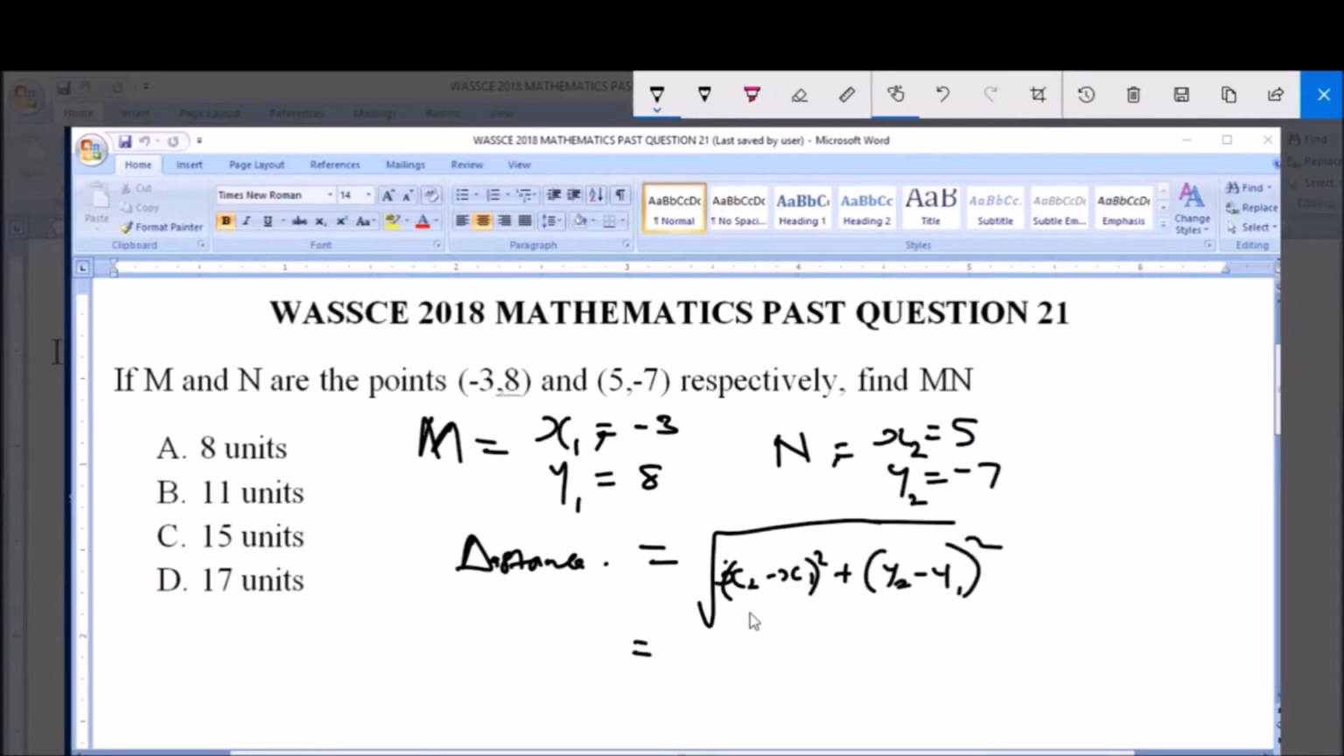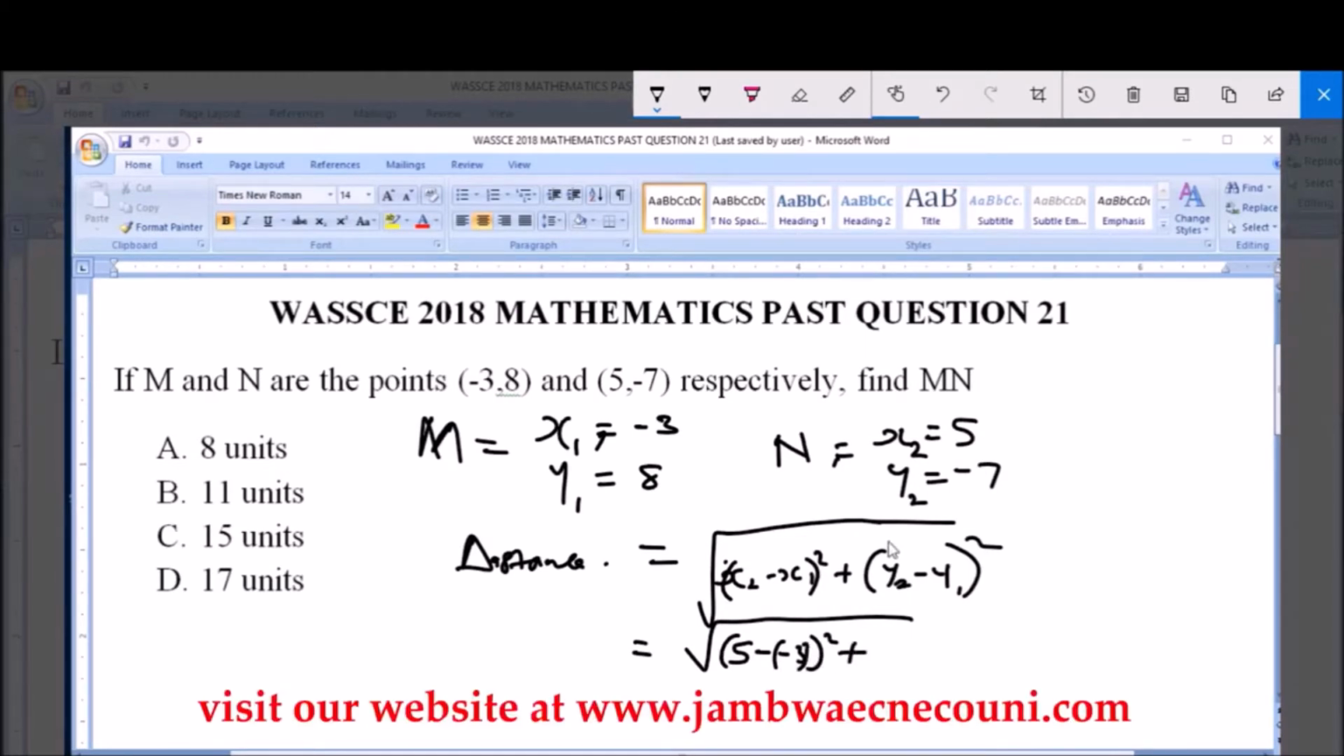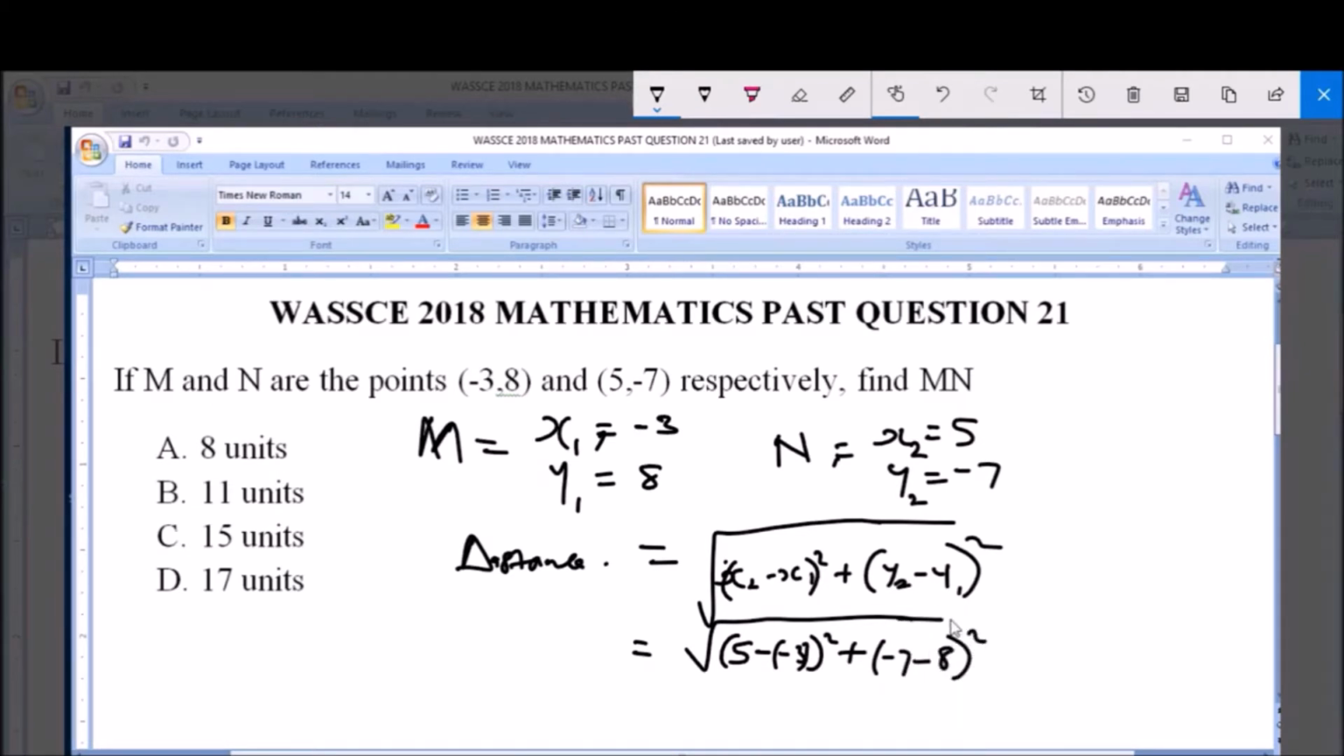Now with this, it is equal to the square root of, now x2 here is 5, that is the x coordinate of N. So we have 5 minus x1, which is minus 3, so minus minus 3 squared, then plus y2, which is minus 7, minus y1, which is 8, in bracket squared.